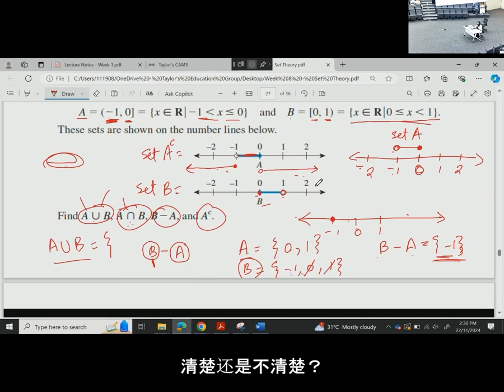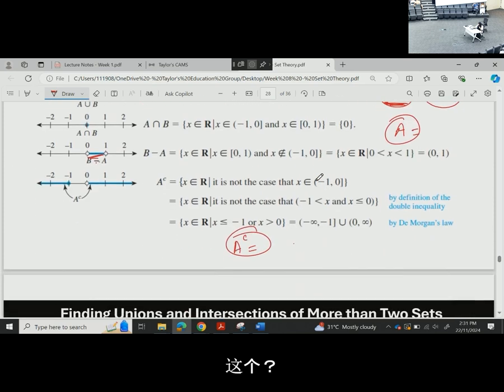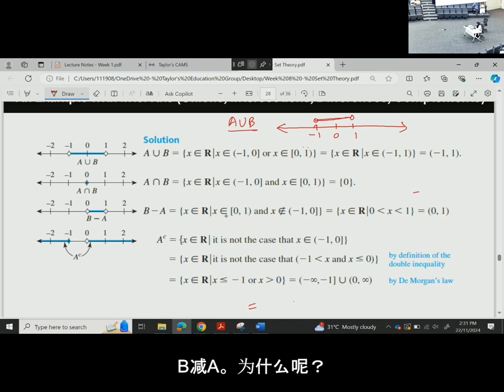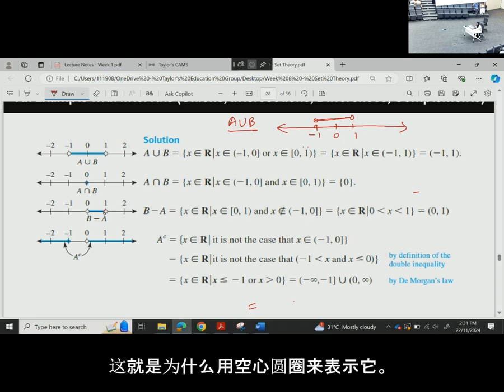Interval notation, clear or no? This one? Where? Let me exclude this. B minus A. Why is it, you mean on the number line? It is not included. That is why you are showing it with an open circle.